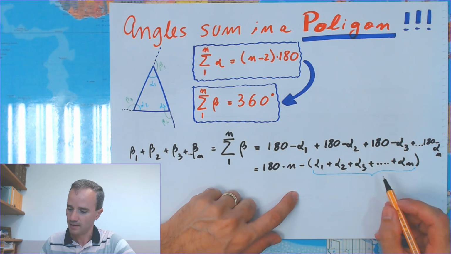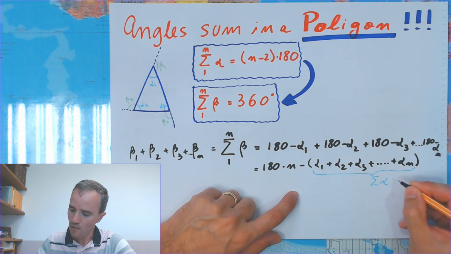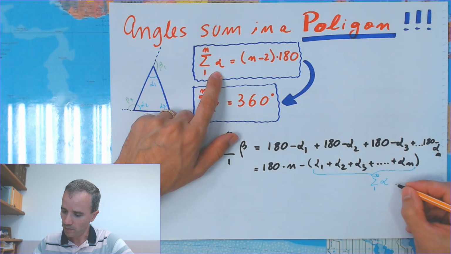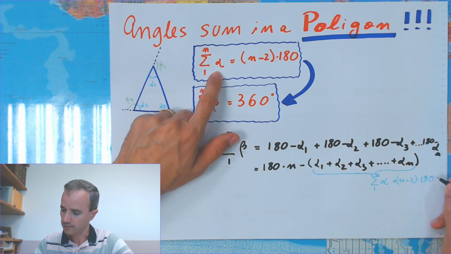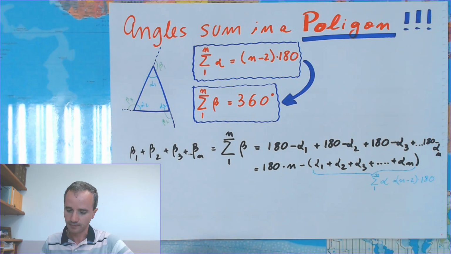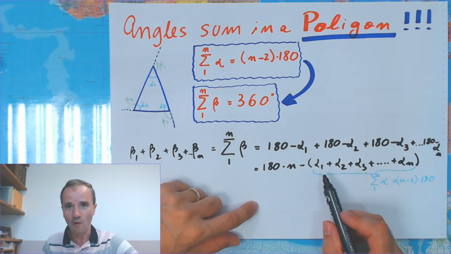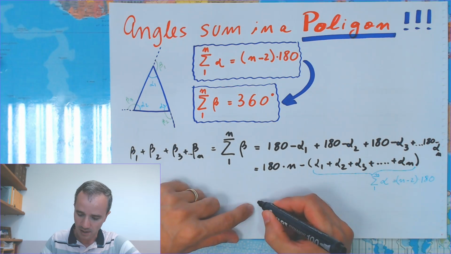What is this? This is that. Summation of all the alphas from 1 to n. We have a formula for this, right? It is just (n minus 2) multiplied by 180. Now, let's just substitute that, because it doesn't matter to me alpha 1, alpha 2, alpha 3, okay? I can do anything with this bunch of Greek letters.